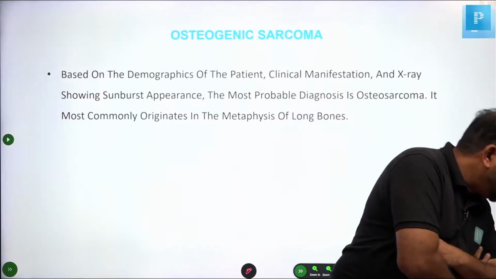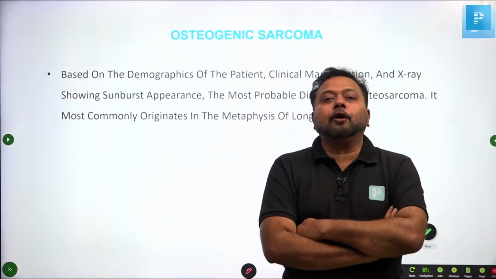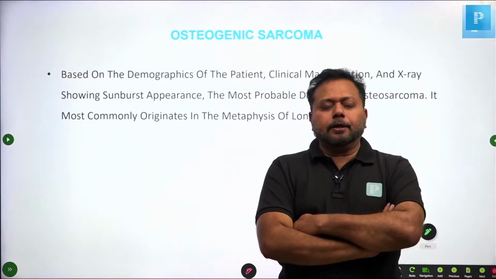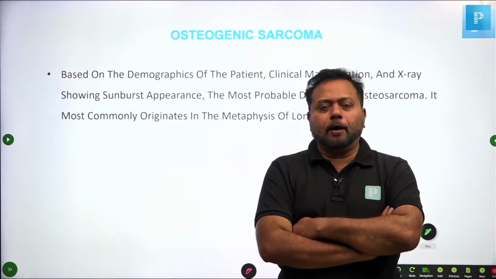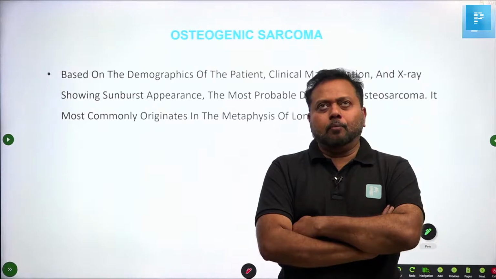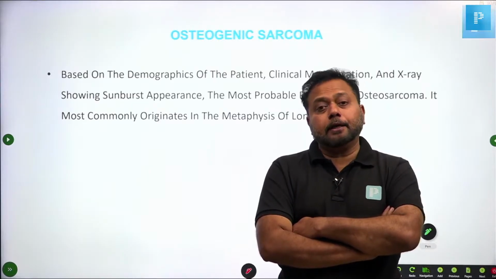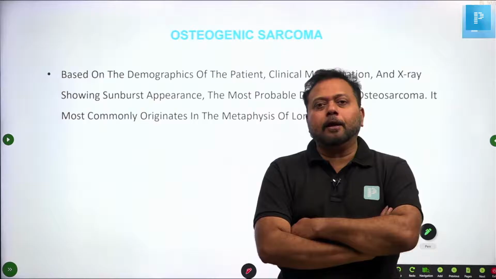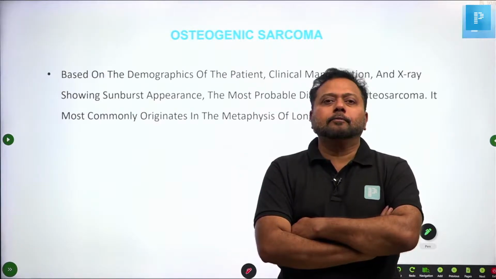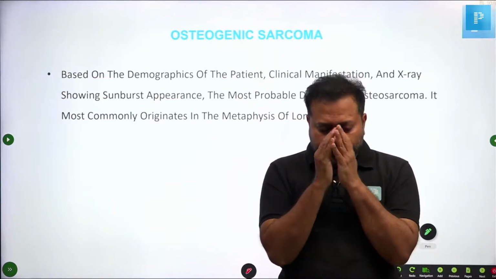Please focus your fullest attention. Osteogenic sarcoma is the second most common primary malignant bone tumor. The first most common primary malignant bone tumor is multiple myeloma. If they ask the question, most common primary solid malignant bone tumor, then it is osteogenic sarcoma. Otherwise, most common non-hematological primary malignant bone tumor, the answer is osteogenic sarcoma.